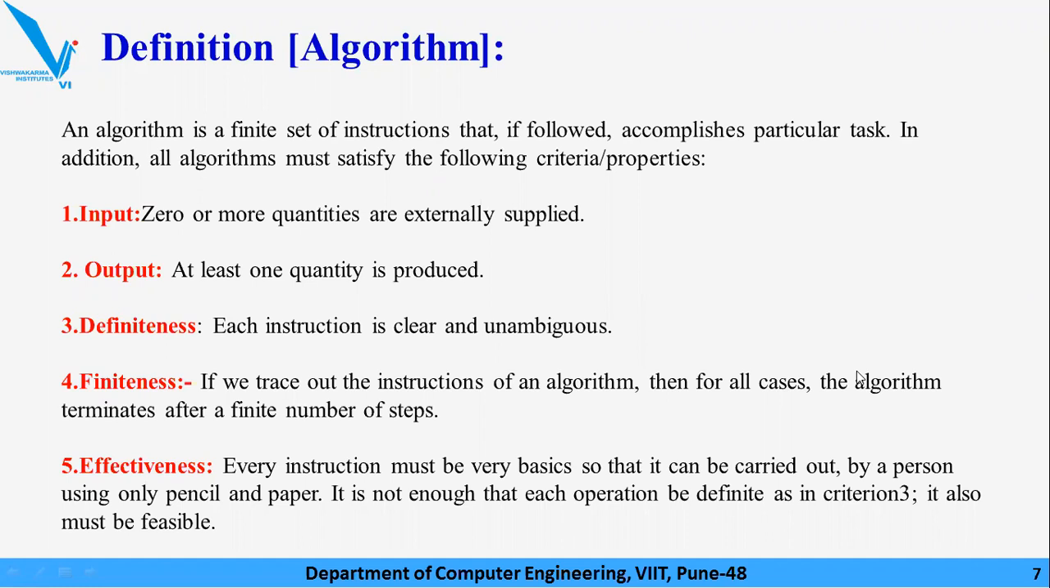So now what is algorithm? Algorithm is nothing but a finite set of instructions that, if followed, accomplishes a particular task. To complete any task or to solve any problem, we do programming, and for programming we need a finite set of instructions that can be converted to programmable instructions, and that is what an algorithm is. In addition, an algorithm must satisfy the following criteria or properties.